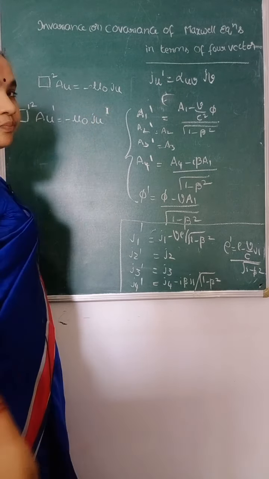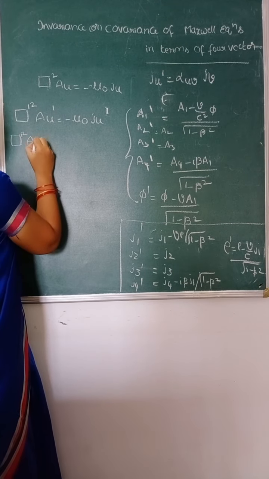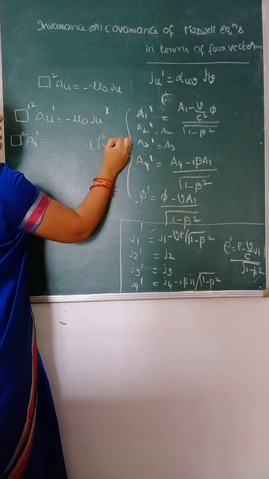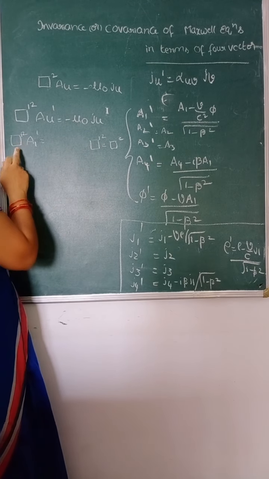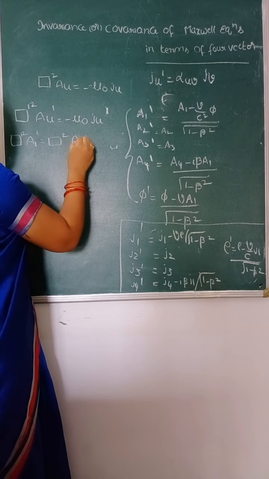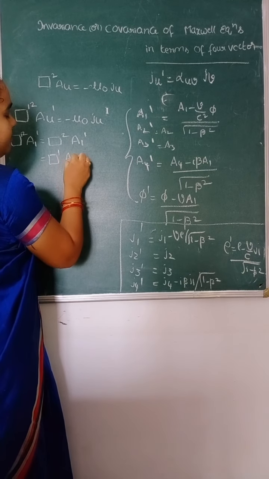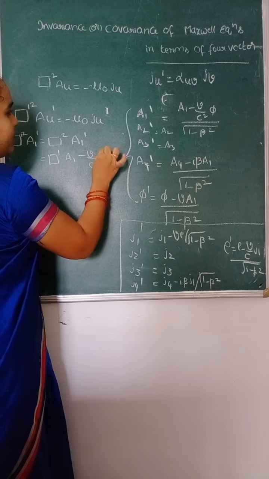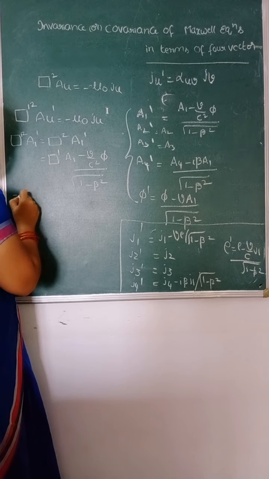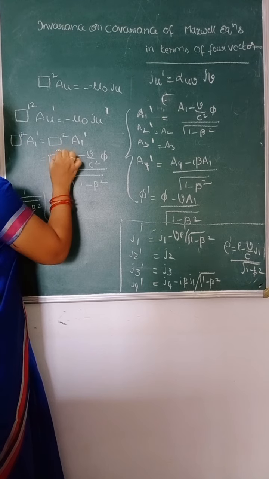So this is our aim. Let us take the first one, that is del dash square A1 dash. Since del dash square is equal to del square, in all the calculations I am taking del dash square simply as del square. A1 dash: what is A1 dash here? A1 minus V by C square into 5, by root of 1 minus beta square. So this is 1 by root of 1 minus beta square into del square.